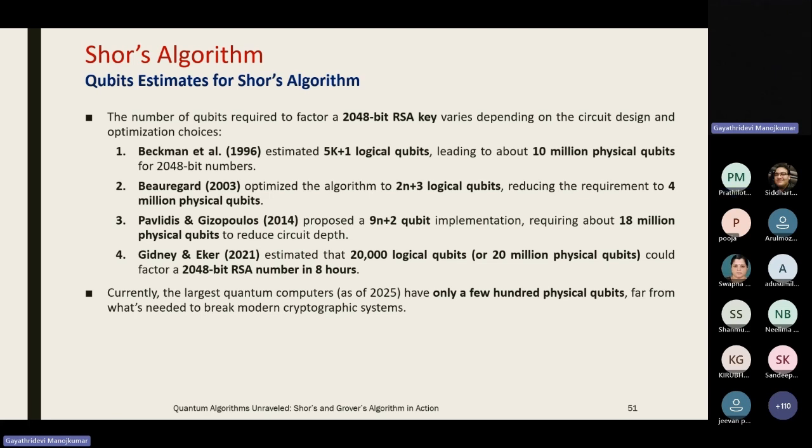As I have already told, to make one logical qubit, we need an enormous number of physical qubits. So Gidney and Ekerå in 2021 estimated that we need 20,000 logical qubits to crack the 2048-bit RSA within 8 hours. Currently, we have only a few hundred physical qubits, so we are very far from breaking the modern cryptographic system. I hope that it can be achieved at this year end or maybe in the upcoming years, based on the leading giants. They will be working on that.